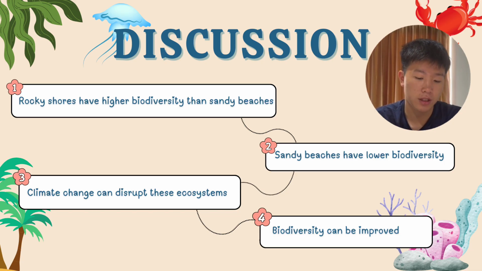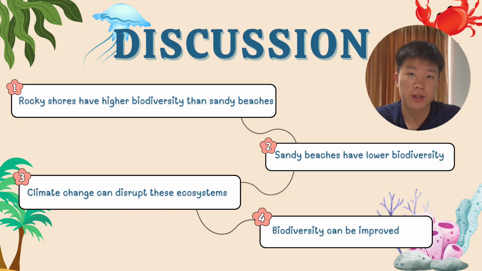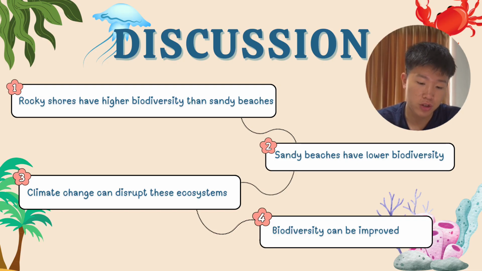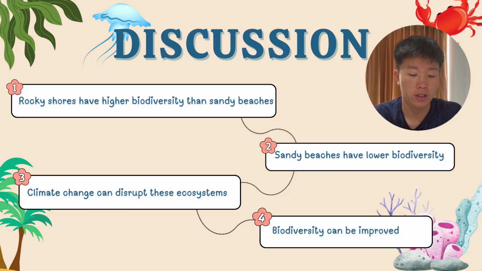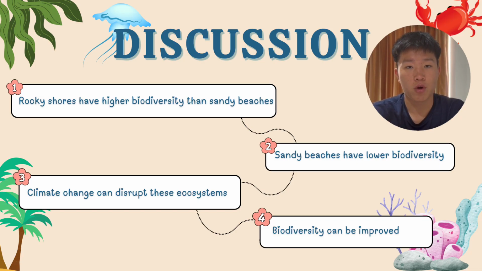And now we could see the discussion. According to the information in the slide, we could see that rocky shores have higher biodiversity than sandy beaches, and sandy beaches have lower biodiversity than rocky shores. Moreover, climate change can disturb the ecosystem, whether at the sea or in the forest. Biodiversity can be improved by ourselves: we need to reduce climate change, reduce production of carbon dioxide, not cut the trees, and plant more trees.